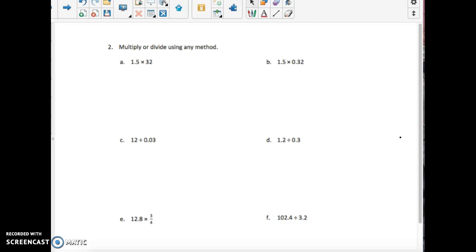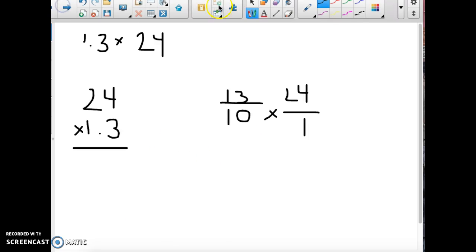All right, let's take a look at question 2. You can see that some of these are multiplication problems, some of these are division problems. So let's take a look at what this might look like. So I started with this one. I've got 1.3 times 24. Okay, so I can think about this in two ways.